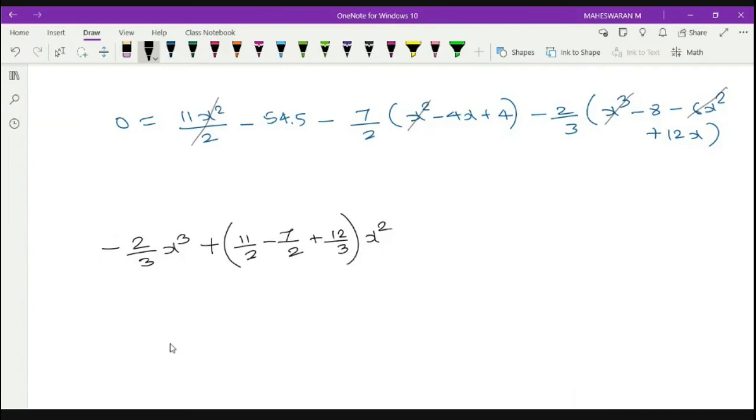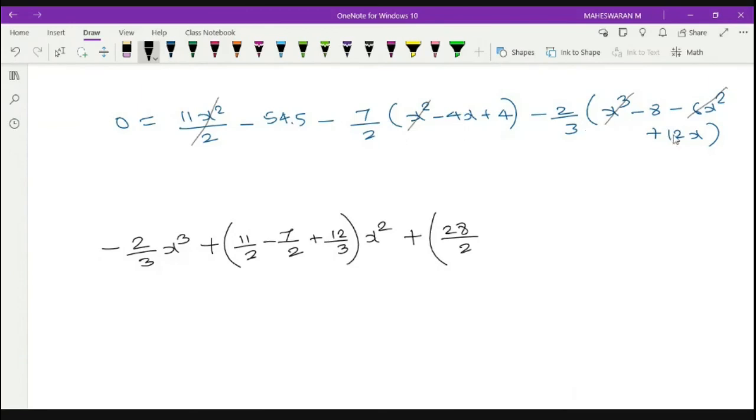Next, let me talk about x minus 4. So 4 into 7 by, so this one we have to multiply, right? So 7 into 4, so 28 by 2. Minus of minus is plus, so plus 28 by 2.